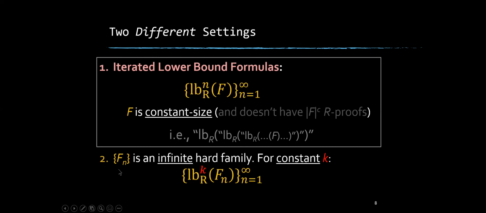And the second setting is the following. Fn is actually an infinite hard family, maybe a distribution of DNFs, and we consider k as constant. So we iterate the lower bound operator constantly many times. It still is an infinite family, but not because k goes to infinity, but because Fn is parameterized by n, which goes to infinity.